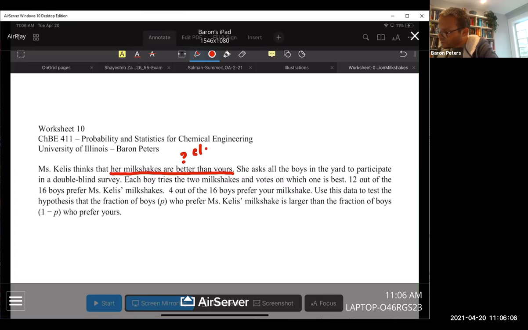Okay, so let me label the elements here. There's a claim. And first, let me say that this whole thing is the claim. All right, and at this stage, we don't know whether there's numerical support for that or not.